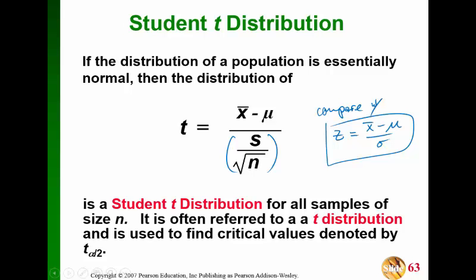And so now that we're using a distribution called a t distribution, instead of a z sub alpha over 2, our notation now is going to shift to a t. We're going to find critical values, and the critical values will be labeled t sub alpha over 2.